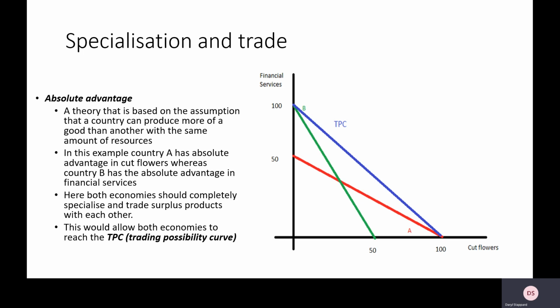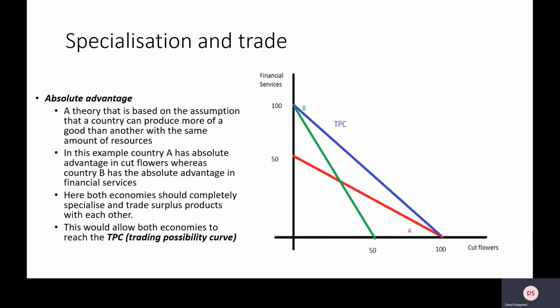Country B would 100% specialize in the production of financial services. Now, this would therefore mean that country B could now technically trade 100 financial services to access 100 flowers. If they based production solely within their economy, they could only access 50 flowers. Country A, when they were self-sufficient, could only access 50 financial services, well, they could now technically trade 100 cut flowers to access 100 financial services.